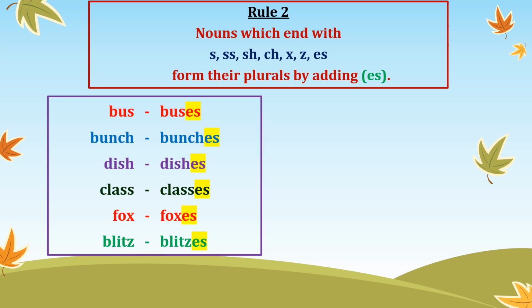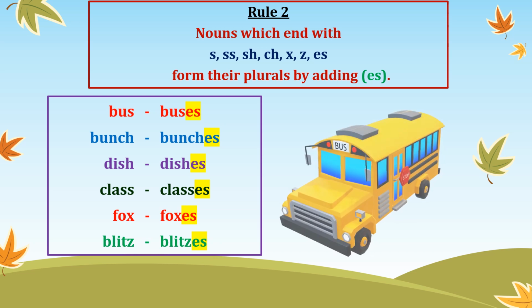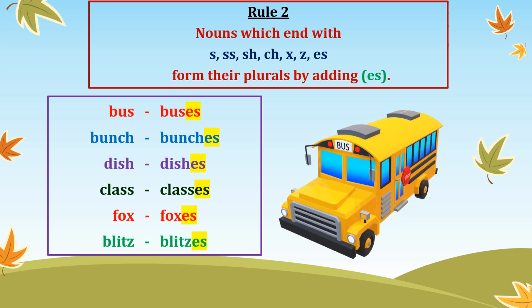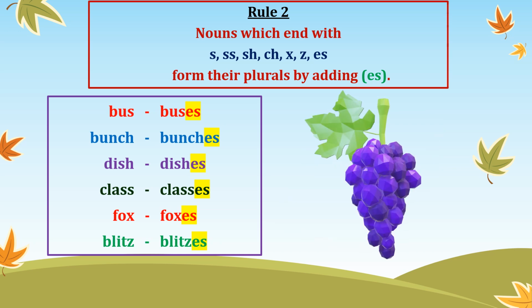The first one is bus. This word is ending with s. So we will have to add es to make it plural. So bus will become buses. Look at the next word. That is bunch. This is ending with ch. Again, we have to add es and bunch will become bunches.